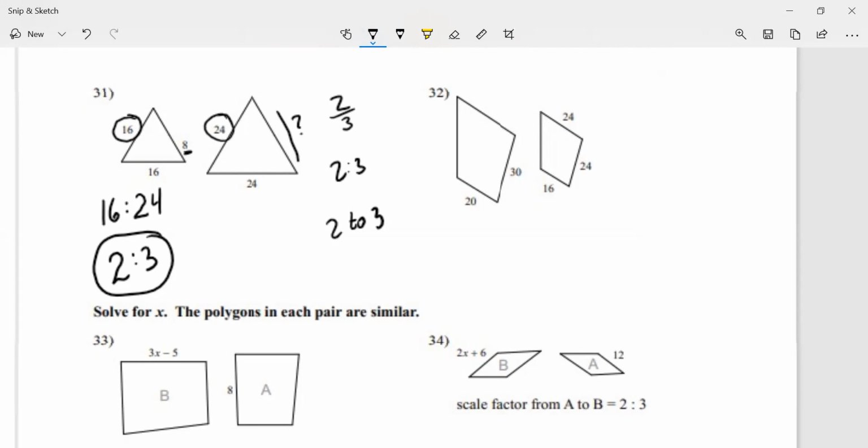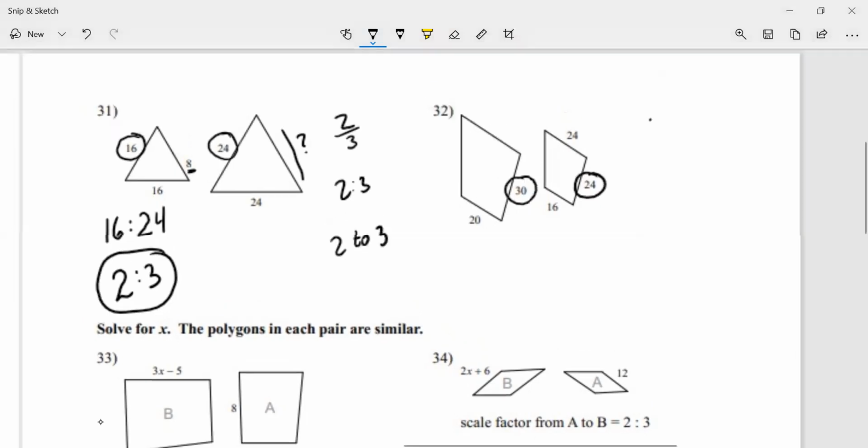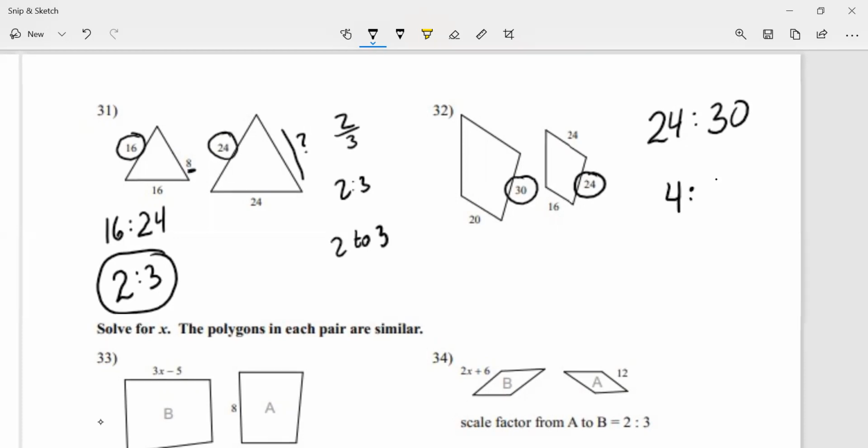Okay. So let's see. 24 goes with 30. Remember, I have to use the small number first because it said the small figure to the larger figure. So let me write this as 24 colon 30. I read it as 24 to 30. Now, if you can simplify your numbers, let me divide each by 6. So my answer would be 4 colon 5.